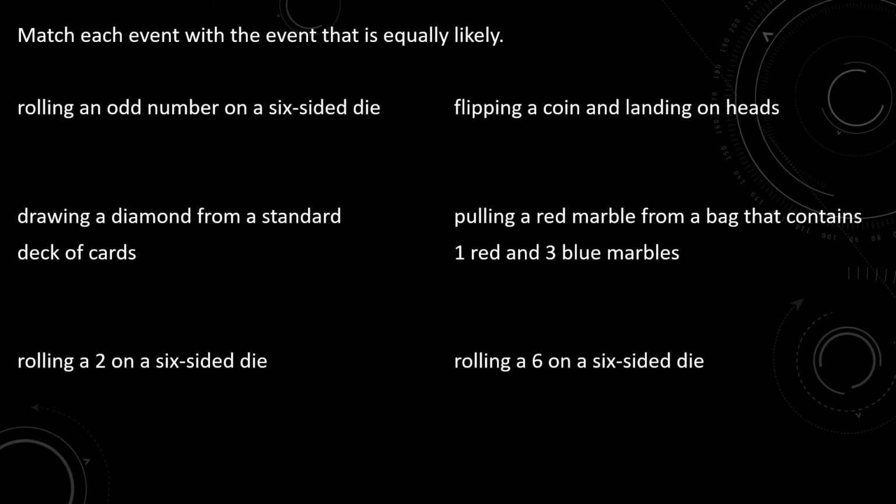Our next question wants us to match each event with the event that is equally likely. So what we need to do is figure out the probability of all of these and then match them together with the ones that have the same probability. The first one says rolling an odd number on a 6-sided dice. Well, if I think about a dice, I have 6 options: 1, 2, 3, 4, 5, 6, right? Out of those 6 options, 1, 2, 3 of them are odd. So that means this would be 3 over 6. I have 3 numbers I could roll out of those 6 total numbers.